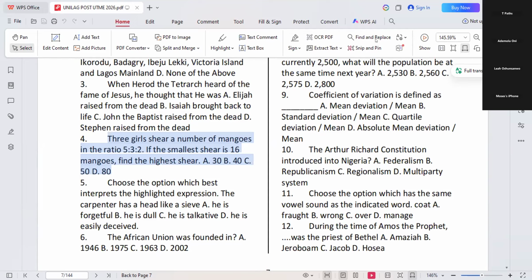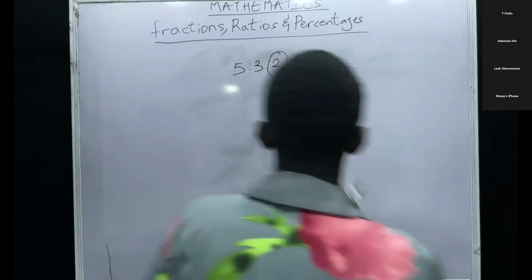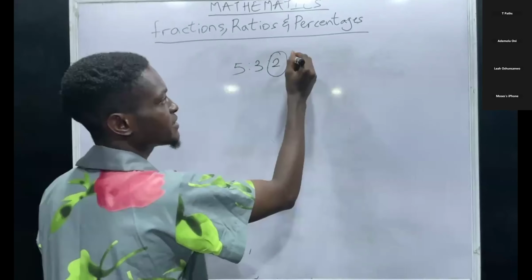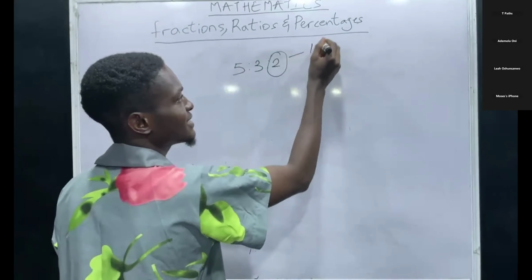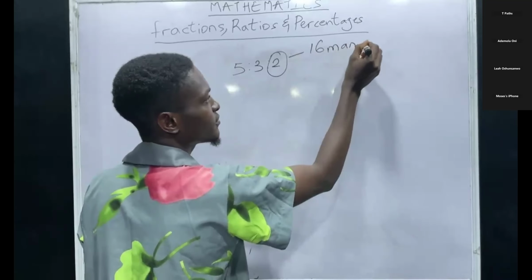All right now, so we are told three girls are sharing mangoes in the ratio 5:3:2. And the smallest share is 16. We are looking for the highest share. Now we know 2 is the smallest number, so this person's share is 16 mangoes. So we are finding the highest share.